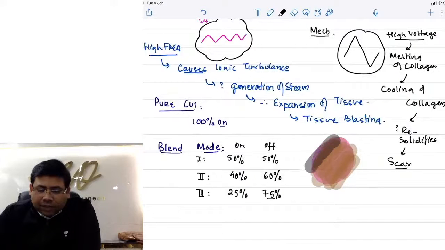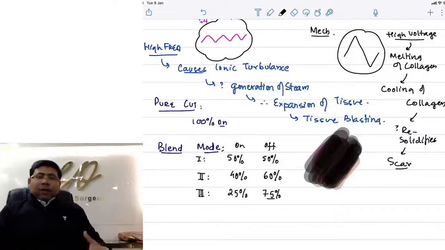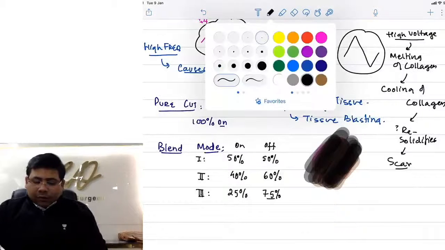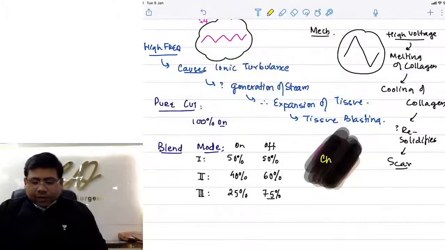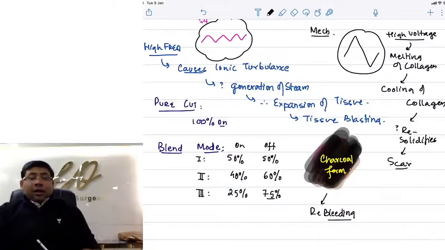So what happens if you keep on burning the tissue again and again? There are people who want to achieve better hemostasis, and that is why they keep on burning. What will happen? There will be what formation? Can you see? This is what is known as charcoal formation. Once there is charcoal formation, there will be rebleed. And this is a problem which is not there in the case of harmonic scalpel.